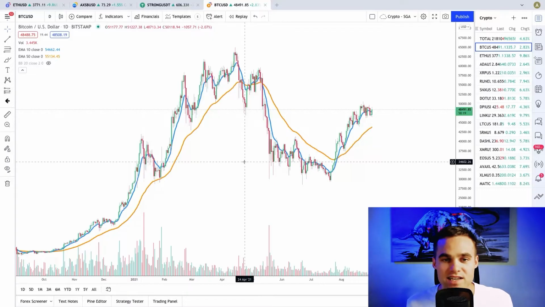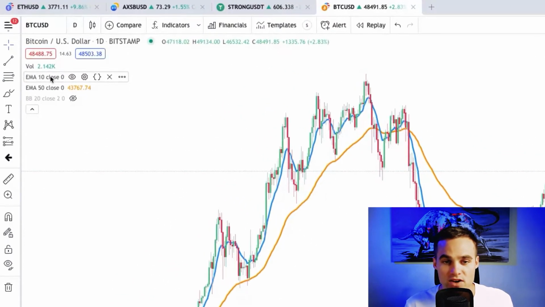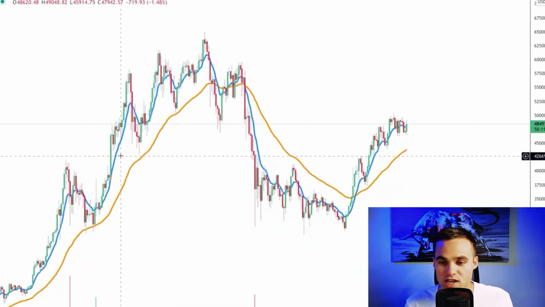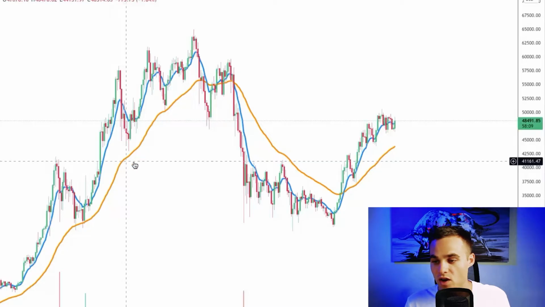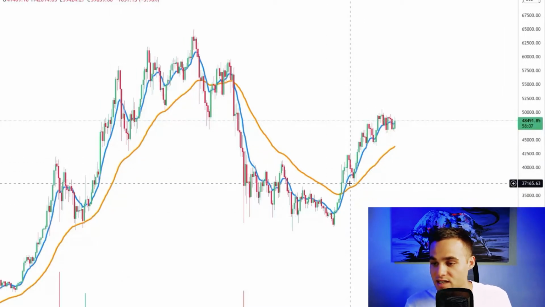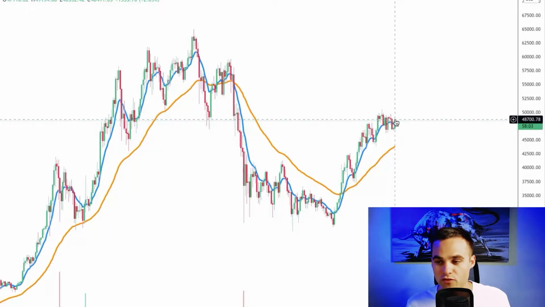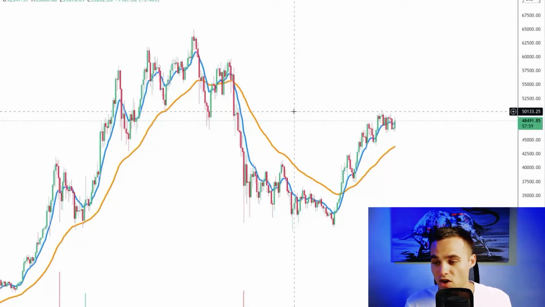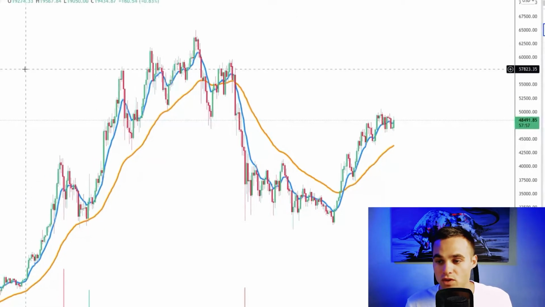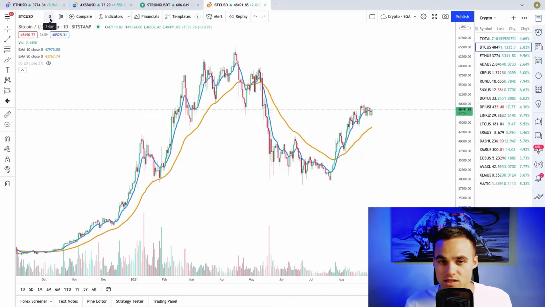So just as an example here, we can use the daily time frame, and you can see here I have the 10 exponential moving average and the 50 exponential moving average, 10 in blue, 50 here in orange. And obviously I can see that since the blue is above the orange, we're in an uptrend. So this is my first thing. I want to make sure that I'm trading in the direction of the trend. Since I know that it's in an uptrend, I only want to be taking buy signals in this case.